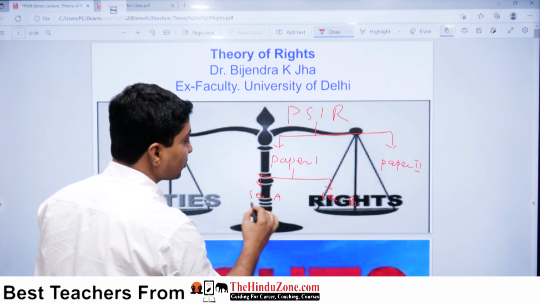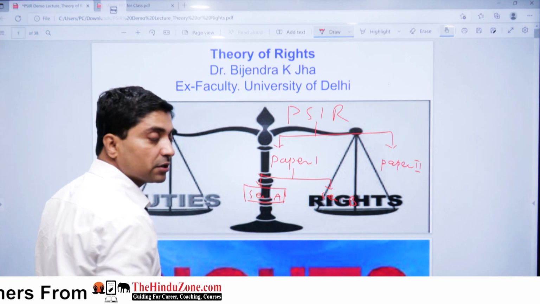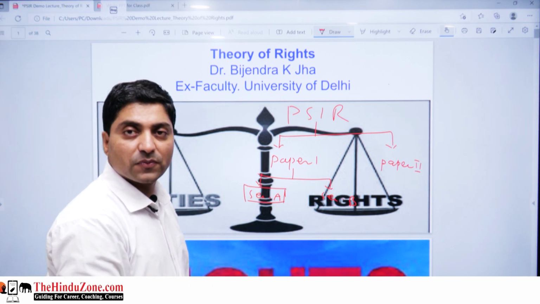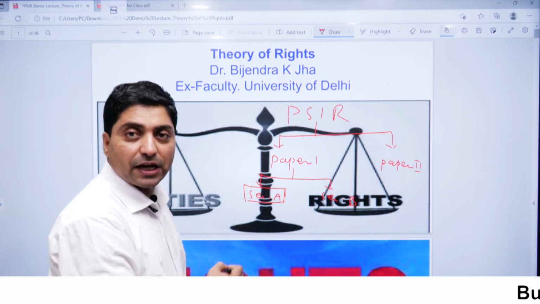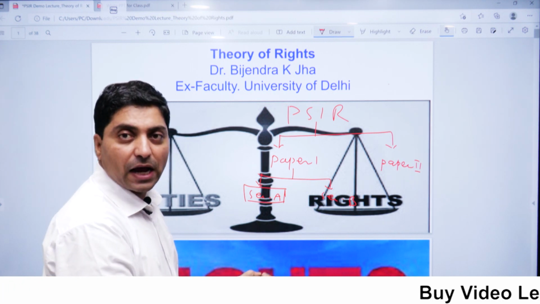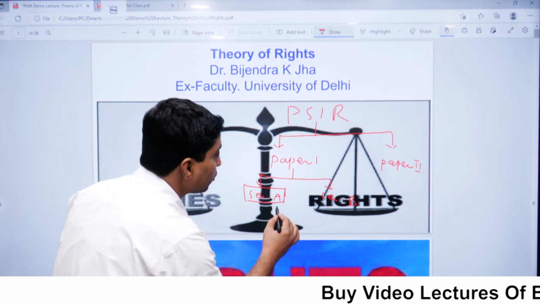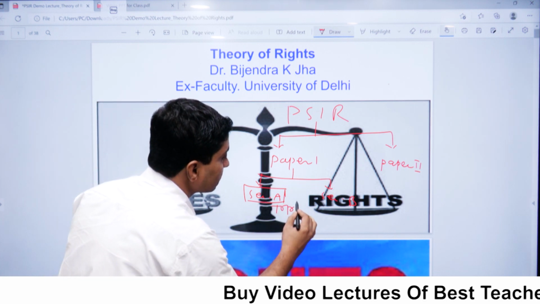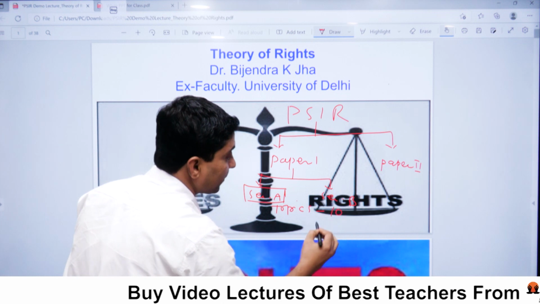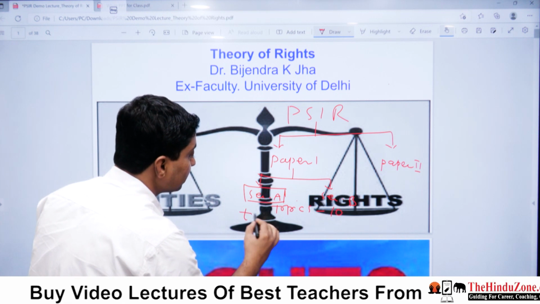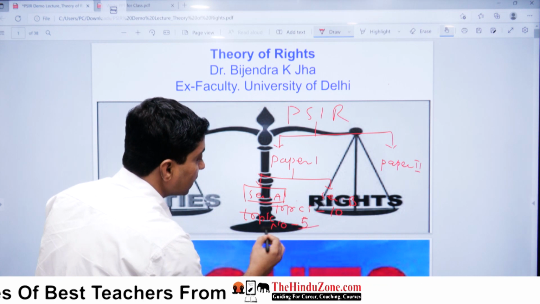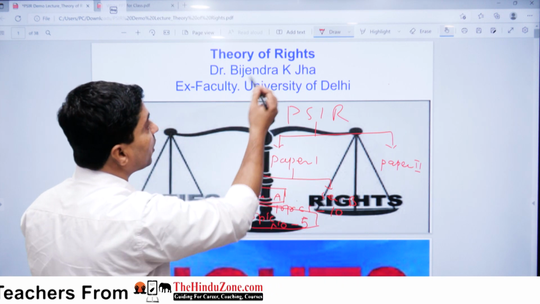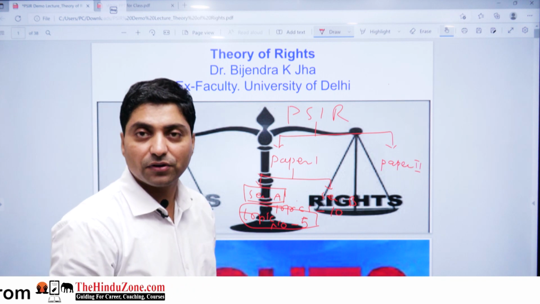Now if you look at section A, it deals with political theory, political thought, political ideology. Section A has 10 topics, and topic number 5 is about rights, theory of rights.